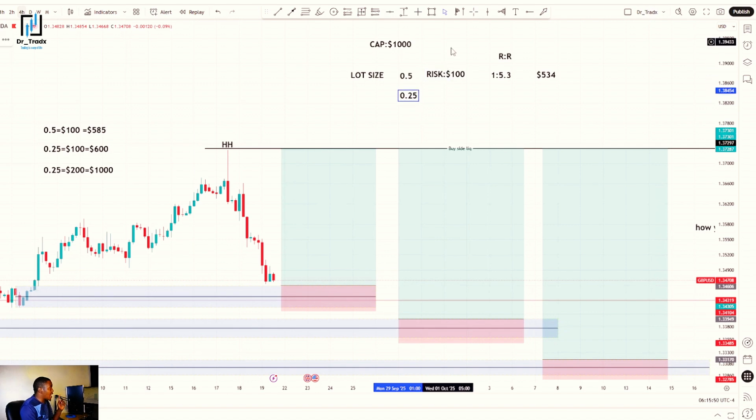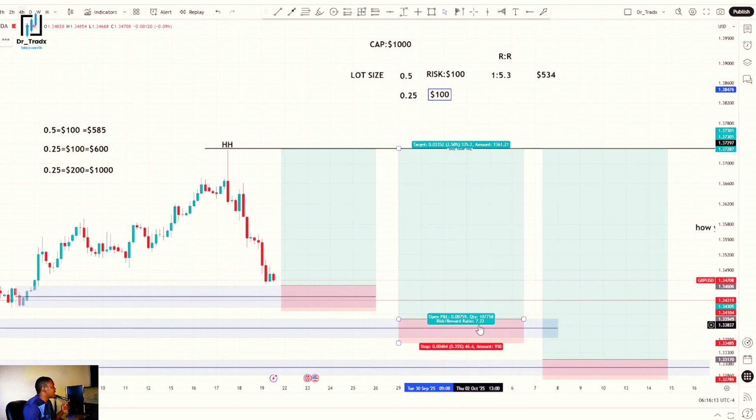Remember, I'm not increasing the amount I'm willing to lose. No, I'm reducing the lot size. So here I'm willing to lose again $100. Are we together? That's the amount I'm willing to lose at that moment.